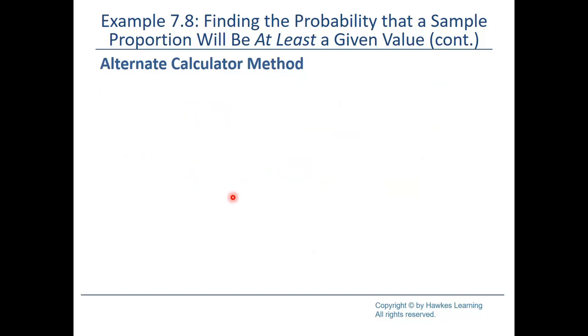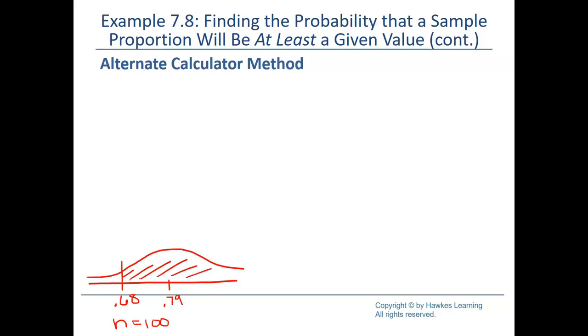Now, the alternative method is to use your calculator, and it can be done in completely one step. This is why, if you were drawing your picture, it really did end up helping you out a little bit. So I drew my normal curve. I put on my 0.68. We also put our mean on there, which was 0.79. I also want to write down that I was going to have an n of 100, and which way I am shading, which was everything in this direction here.